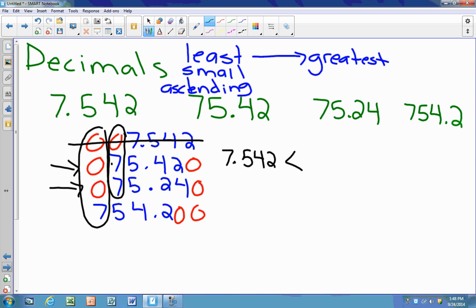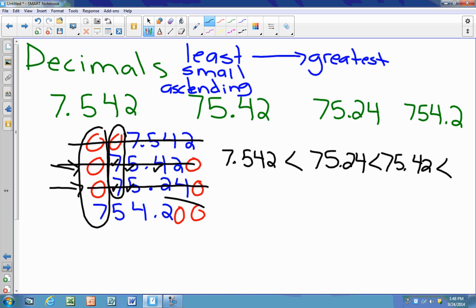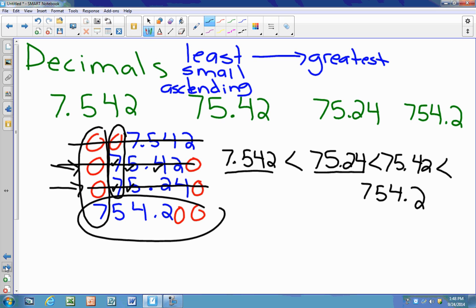The 7s over here match. Then the 5s match. The 4 does not. So the 2 is smaller. So then I write that number. And then my other one that's a 0. And the last one down here. And then I look to make sure that 7 and 542 thousandths is less than 75 and 24 hundredths, which is less than 75 and 42 hundredths, which is less than 754 and 2/10.